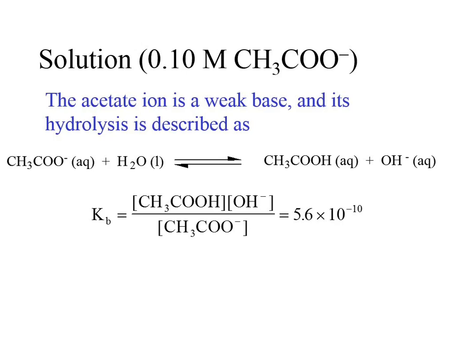So I would write the Kb expression. It's the molar concentration of the products, the protonated acetate, CH3COOH, times the molar concentration of the hydroxide ion, divided by the molar concentration of the acetate ion. And you can look up that Kb, 5.6 times 10 to the negative 10th, potentially on a table.